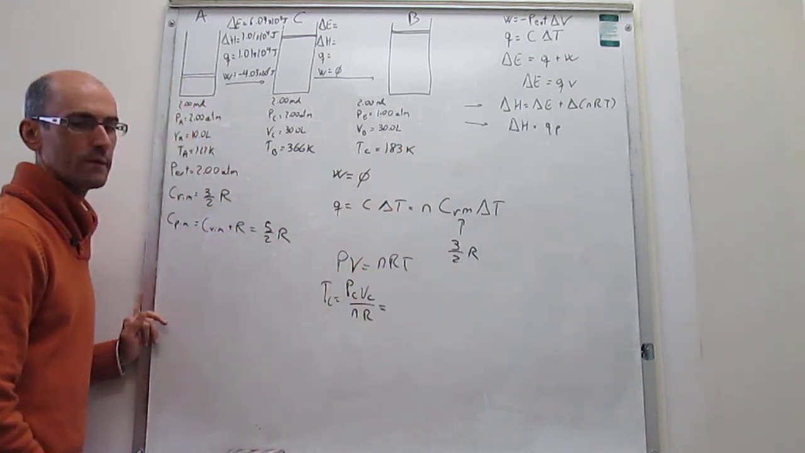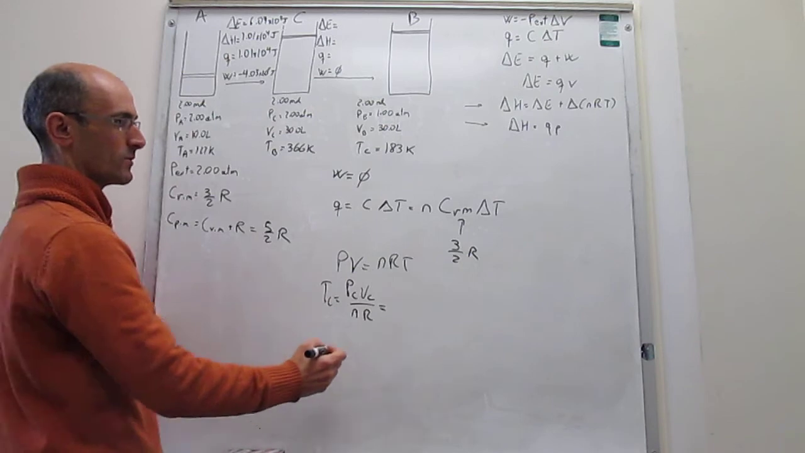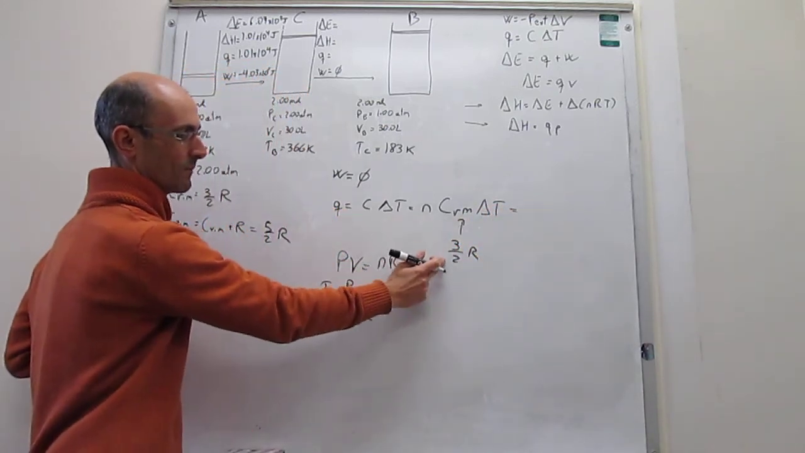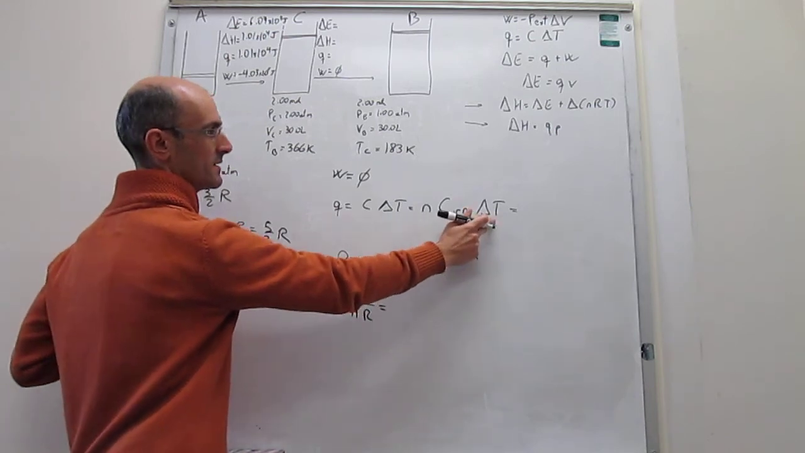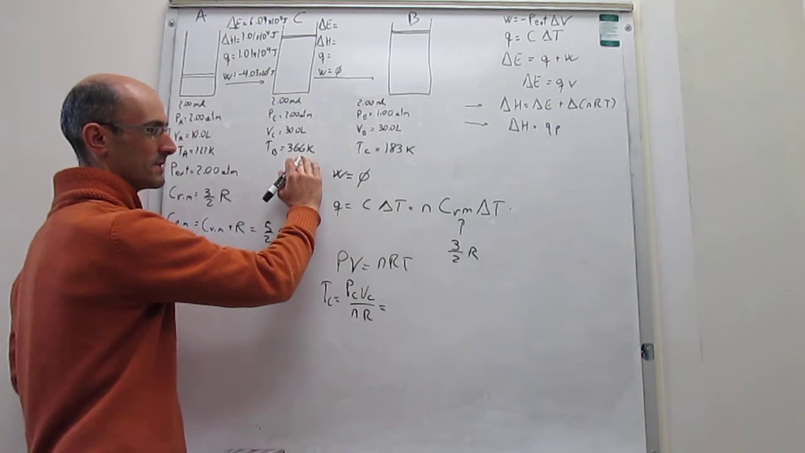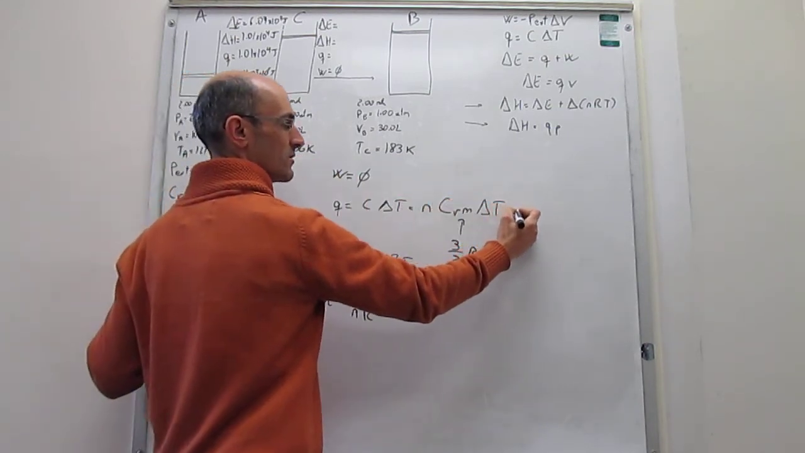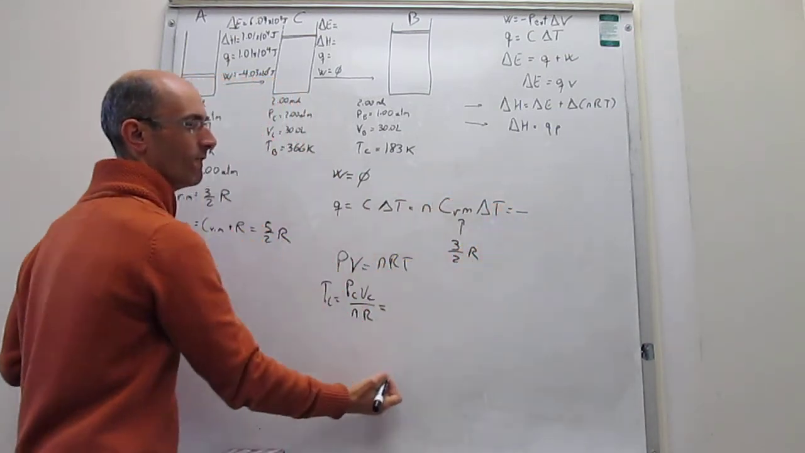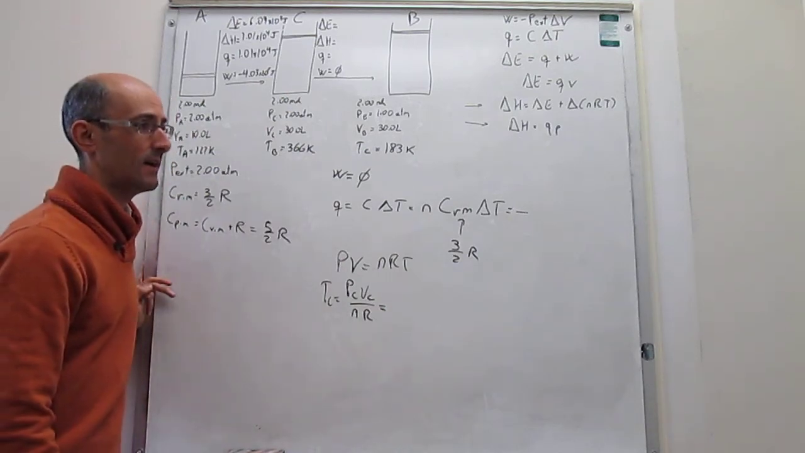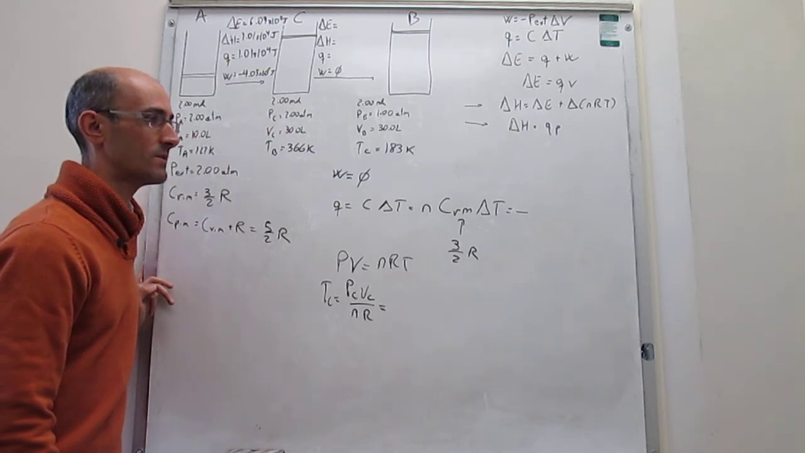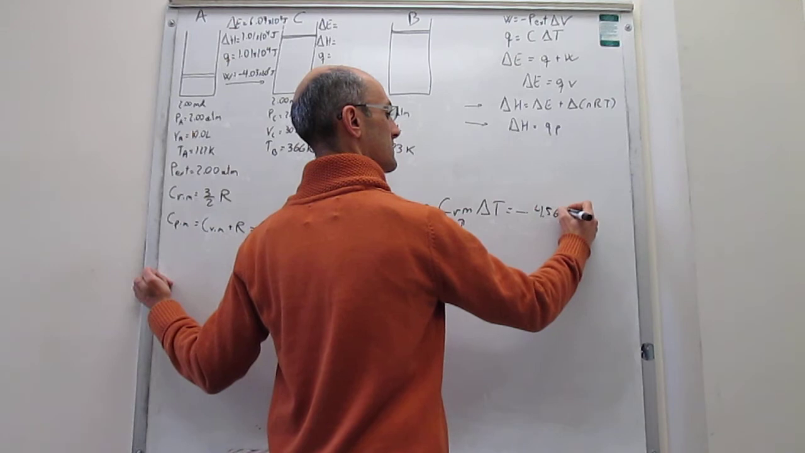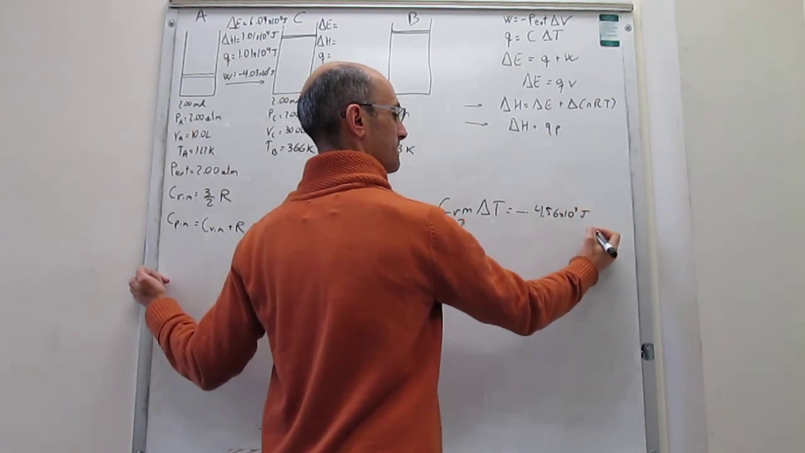So with this T_C, we're ready to actually solve. Then what you will have is the number of moles, which is 2, multiplied by 3/2 R, times delta T, which will be equal to 183 minus 366. So that's going to give you a negative value for the energy transfer as heat. And that value is minus 4.56 times 10 to the 3 joules.